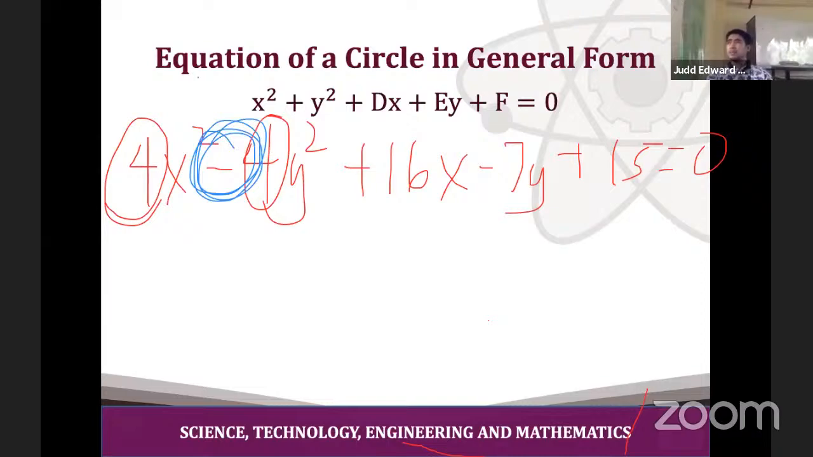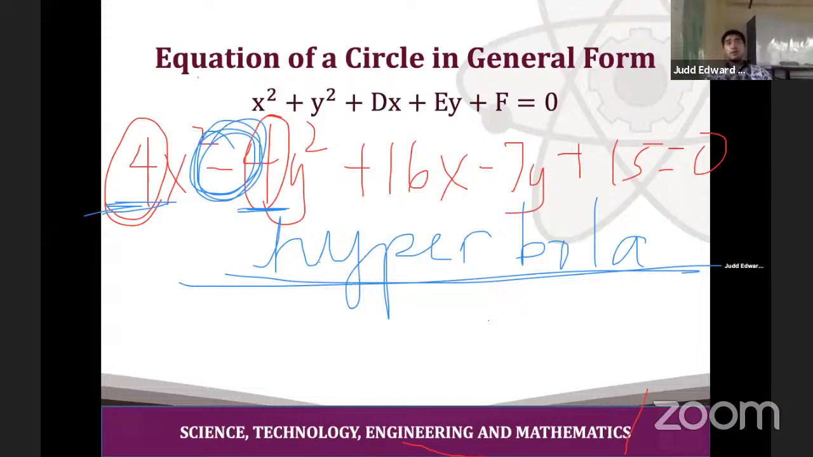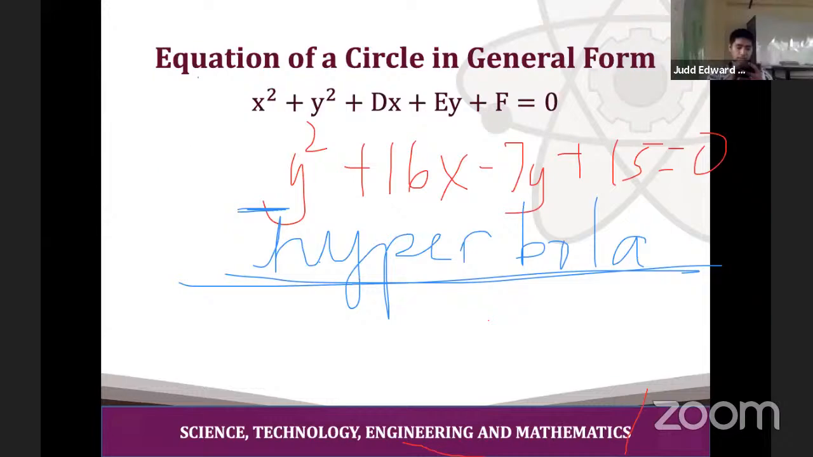Sir, ano naman kayang type of conic section yun if that is negative? Therefore, if this is the case, even though they have the same coefficients of x squared and y squared, we will now be calling this the hyperbola. Okay, tandaan nyo na rin yun, ha? Kapag pareho ng coefficients pero yung nasa gitna ni x squared at ni y squared na sign is negative, therefore, it is now hyperbola. Okay. Questions?